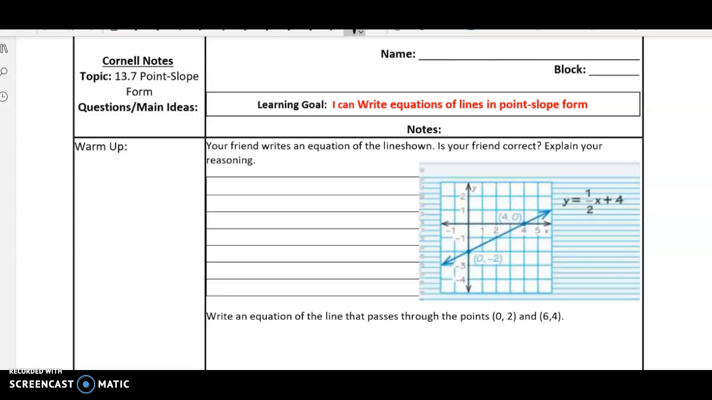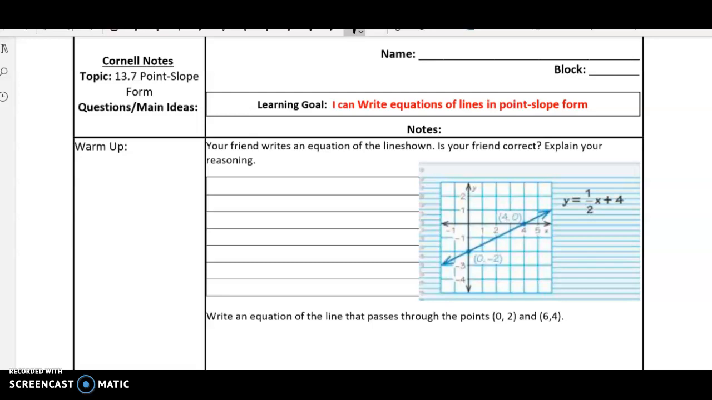So today we're starting point slope form, and our learning goal is that I can write equations of lines in point slope form. So we have already learned slope intercept, we have learned standard form, and now we are going to talk about point slope.